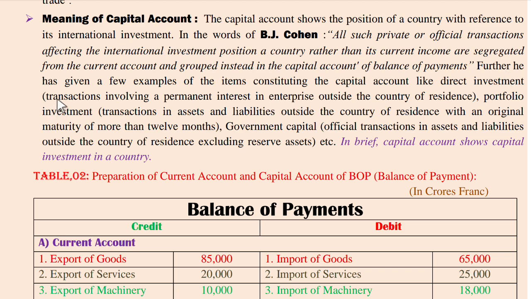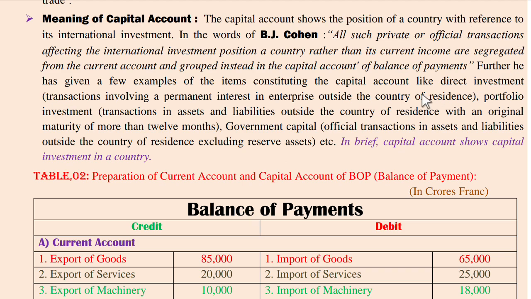Further, he has given a few examples of the items constituting the capital account, like direct investment, meaning transactions involving a permanent interest in an enterprise outside the country of residence; portfolio investments, meaning transactions in assets and liabilities outside the country of residence with an original maturity of more than 12 months; and government capital, meaning official transactions in assets and liabilities outside the country of residence, including reserve assets, etc.